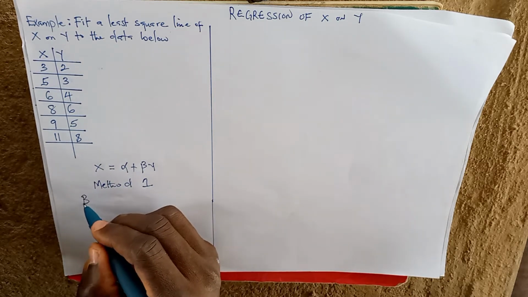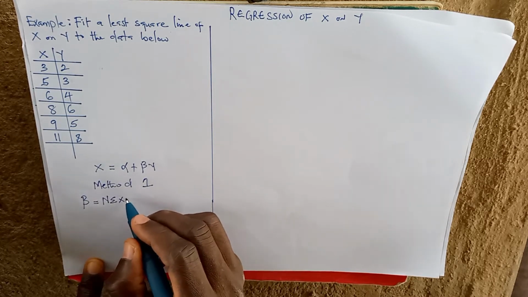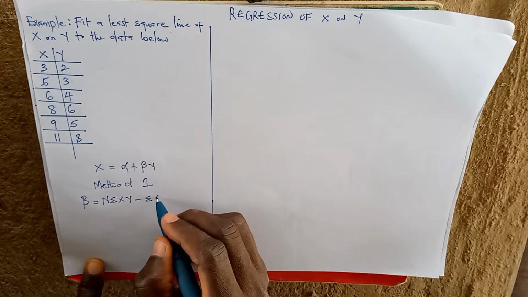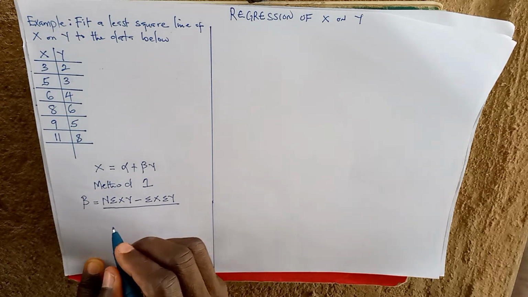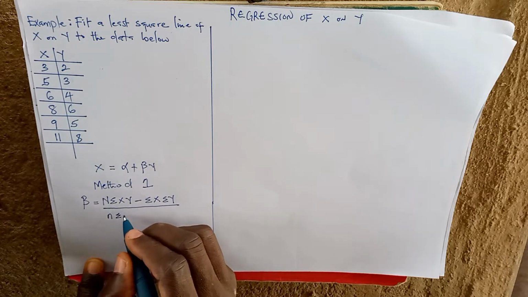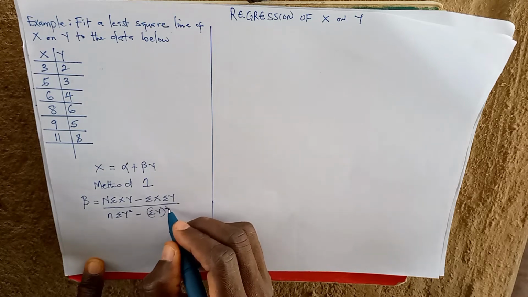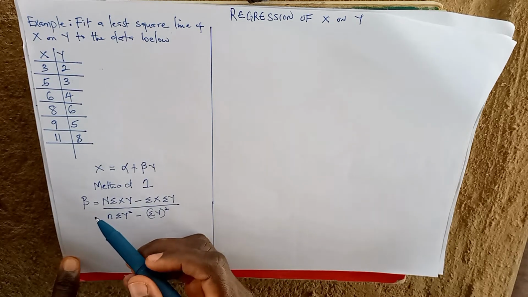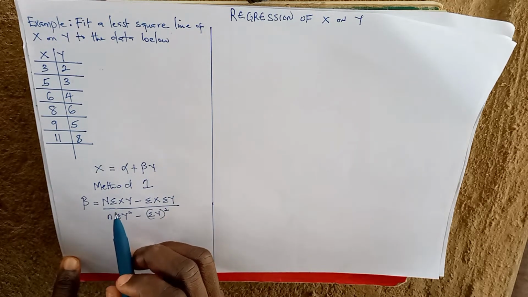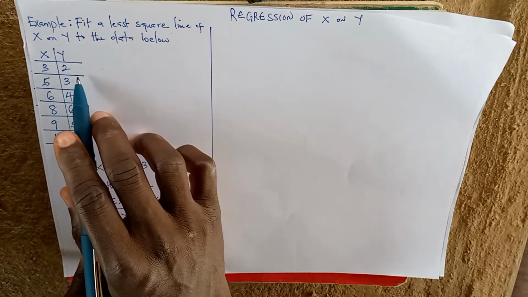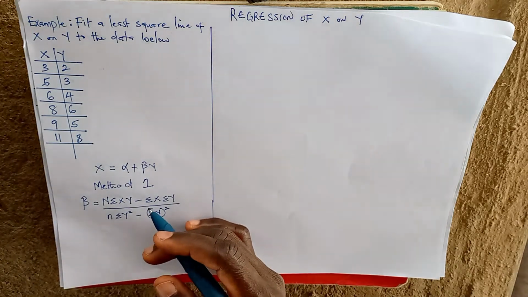Now beta is given as: beta equals n summation xy minus summation x summation y, divided by n summation y square minus summation y all square. In this formula for getting beta, which is the slope of this model, we need summation xy. From this table, we're going to form a column for xy.